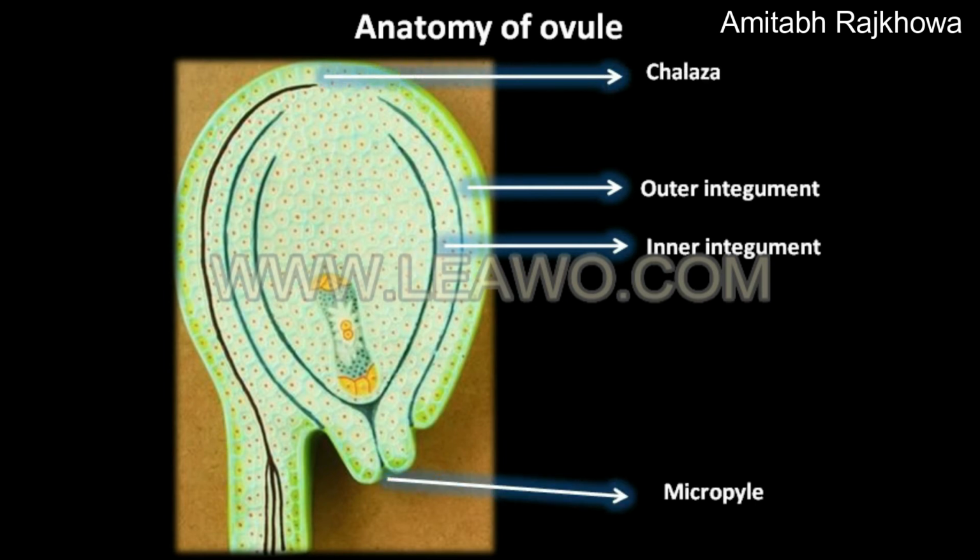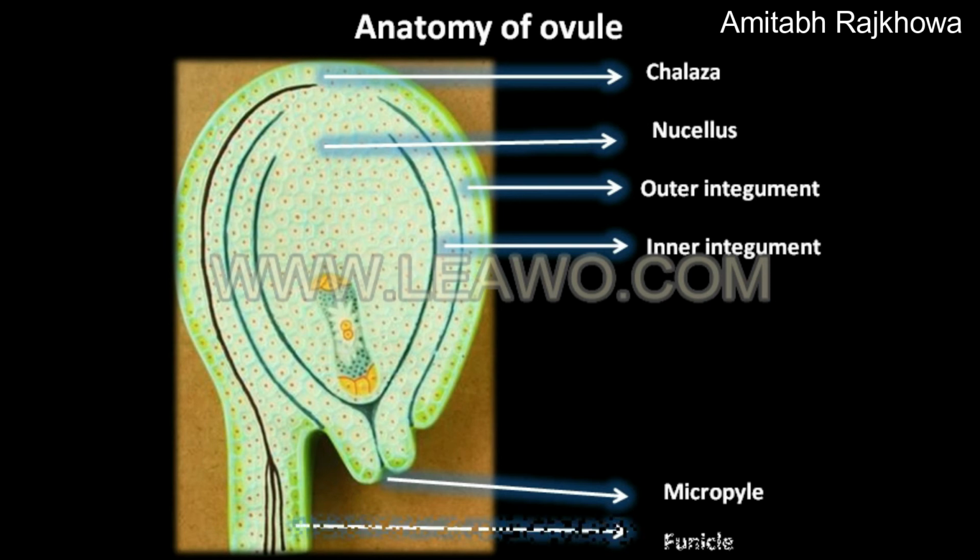Chalaza is the other end, or opposite end, of the micropyle. It is the area of an ovule from which the integuments develop. The whole body of the ovule possesses a special parenchyma tissue which is known as the nucellus. Funicle is considered as the stalk of the ovule. It connects the ovule with the placenta.